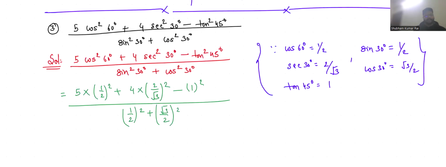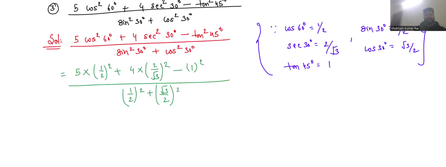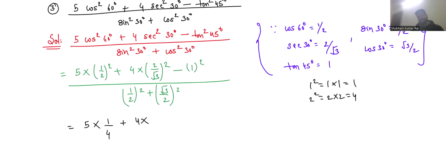Okay then. So if you just see that 5 product 1 by 2. 1 square means what? That is 1 into 1. And if I say that 2 square, it will be 2 into 2, that will be 4, right? So it will be 1 by 4 plus 4 into, so 2 square I have told you that will be 4, root 3 square. So root 3 square, it means that root 3 into root 3. So we are getting the value as 3, right?